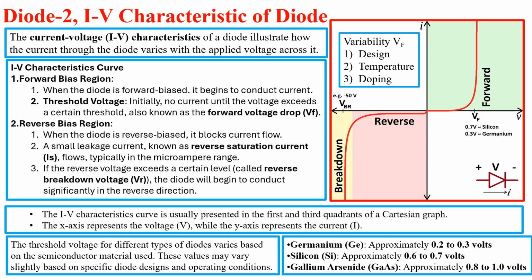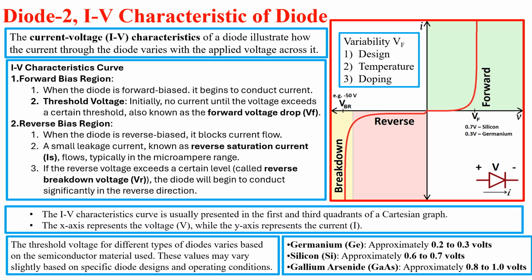The threshold voltage, also referred to as the forward voltage drop, is the minimum voltage that must be applied across a diode in the forward direction for it to begin conducting significant current. This value is influenced primarily by the semiconducting material itself and some other factors we will discuss in detail. Below is the detailed explanation of threshold voltage for different materials.